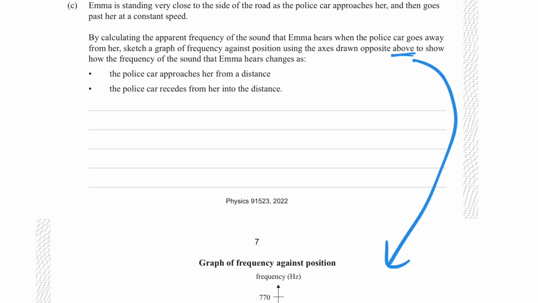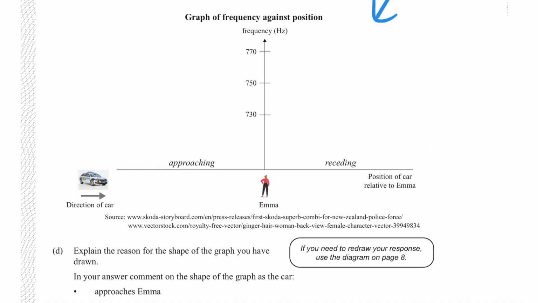the frequencies show how the frequency of sound Emma hears changes as the police car approaches her from a distance and as the police car recedes from her into the distance. Note that they're not so interested in as the car passes directly. That's because depending on how close or far she stands from the point where the car passes her, you're going to have either a sharper, more instant drop off, or a more gradual decline.